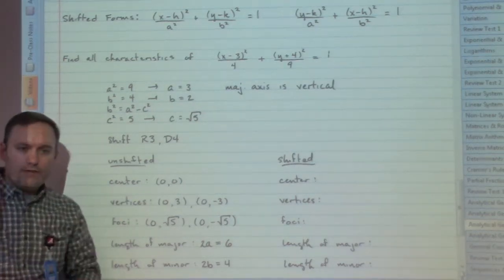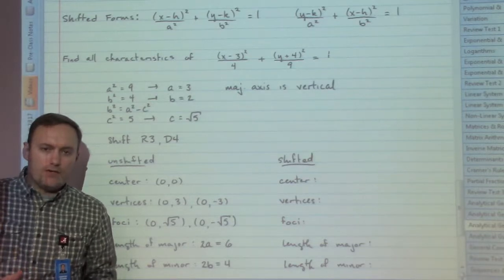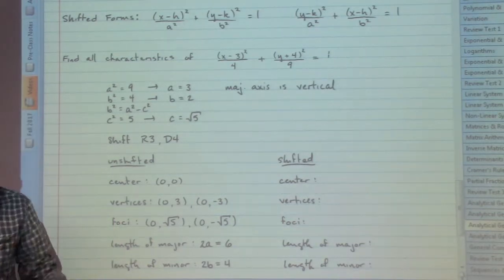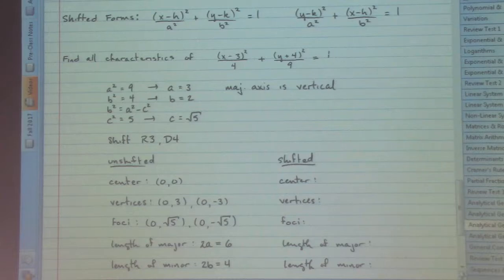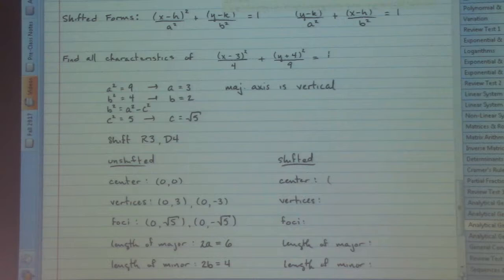So we want to take our list of information and use those shifting directions to alter things. If we take the center and we shift it, again, we can think of things in terms of adding and subtracting, or more visually in terms of right, left, up, down. But our center, by shifting it to the right 3, will now start with 3, comma. By shifting down 4, our center will have a y value of -4.